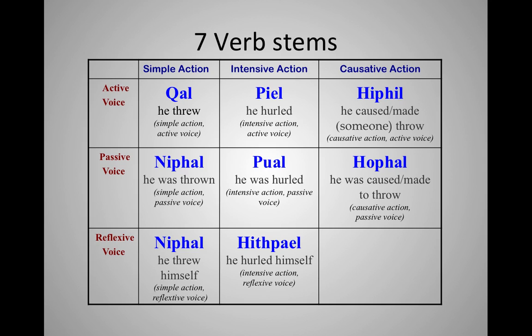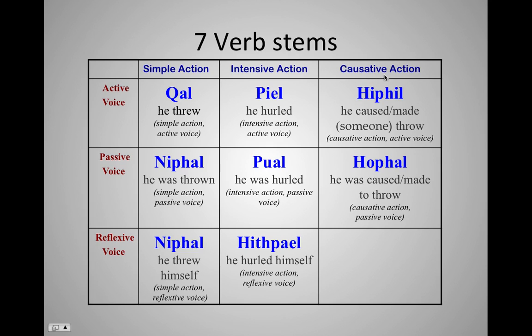So far we've gone through the first five: cal, nifal, PL, pu'al, and hithpael. Cal and nifal are our simple action stems. PL, pu'al, and hithpael are our intensive action stems. And again, depending on what row they're on, we can see how these stems convey different voice. Cal and PL are both active voice. Nifal and pu'al are both passive voice. And nifal can also be reflexive, just like hithpael is reflexive voice. Our third column has only two stems in it, hifil and hofal.